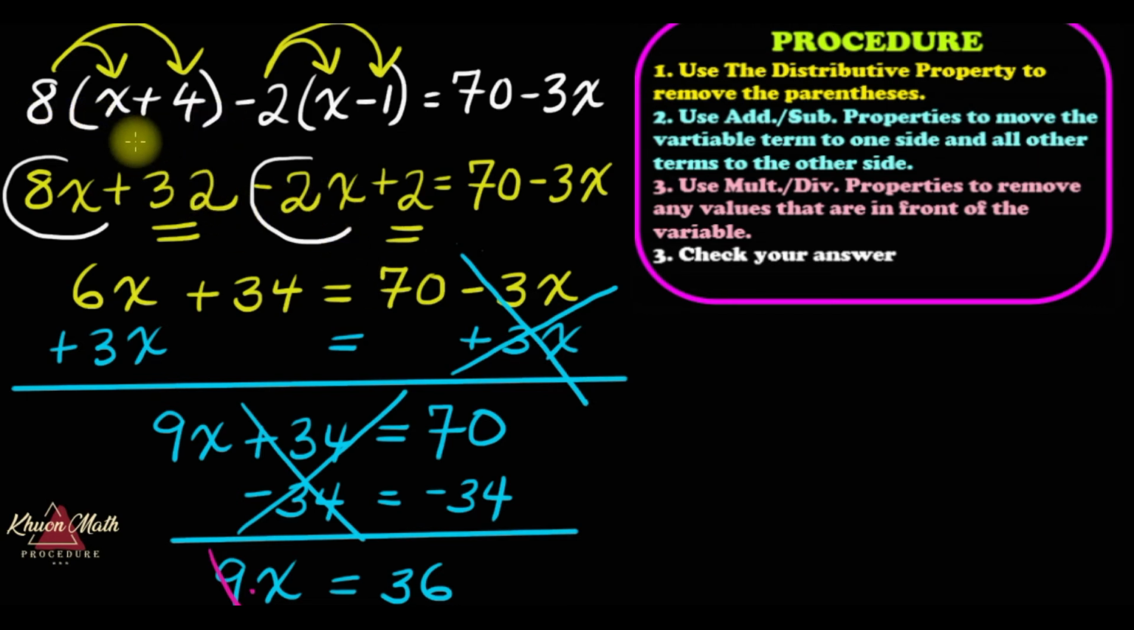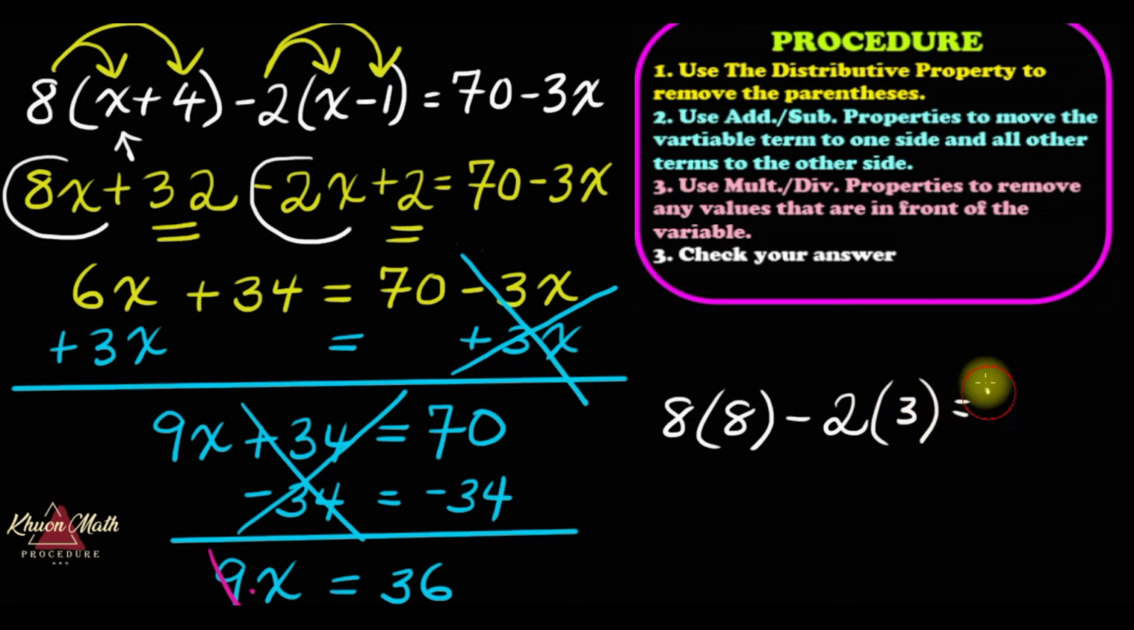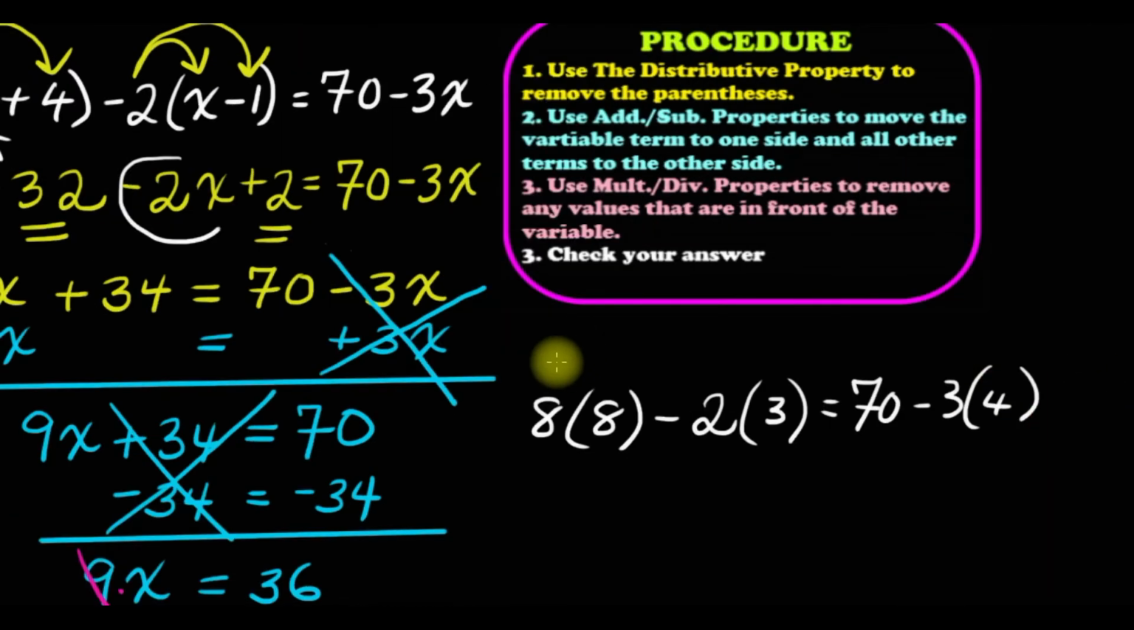And we're going to plug 4 in here. So that would be 8 times 8, because 4 plus 4 is 8 inside. And then minus 2. And then 4 minus 1 is 3. And then on the right, we have 70 minus 3 times 4. Okay, so 8 times 8 is 64. So 64 take away 6. And then here you have 70 minus 12.